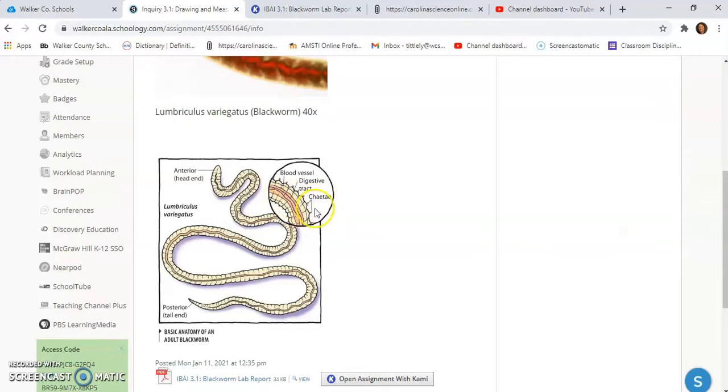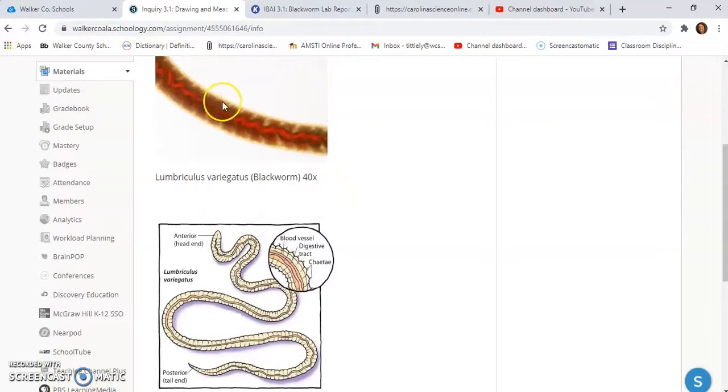Now, they do have little hairs on their body called setae. They're kind of like little whiskers, but they are so tiny that you really can't see them even from the microscope view. But their bodies have those little bitty hair-like structures called setae on them.